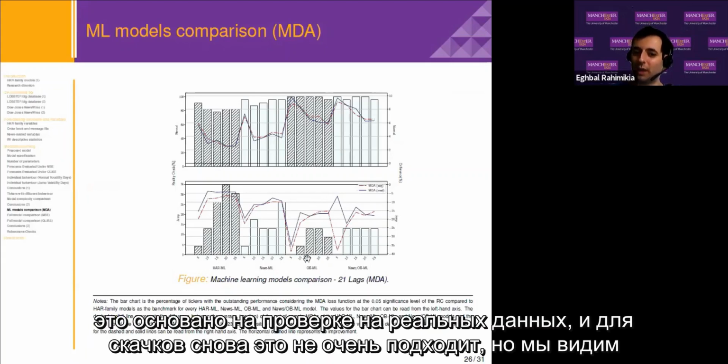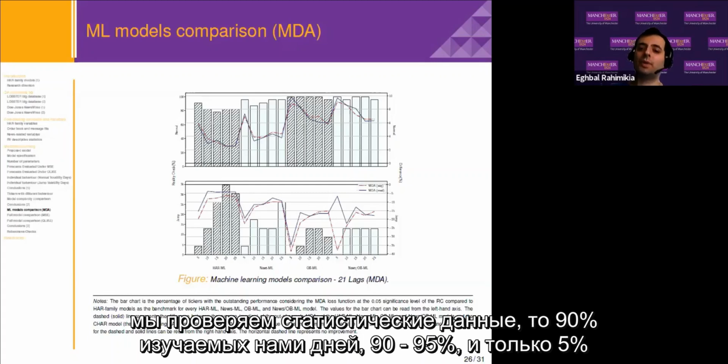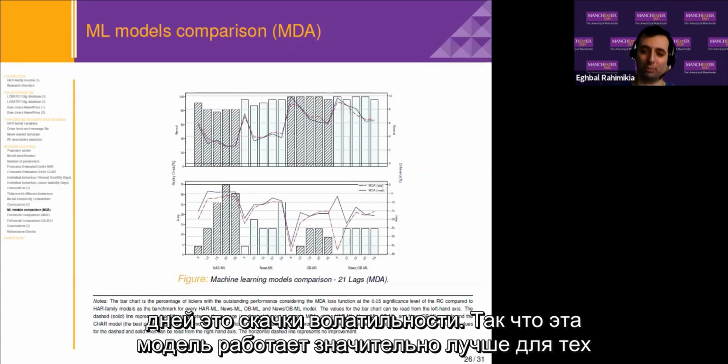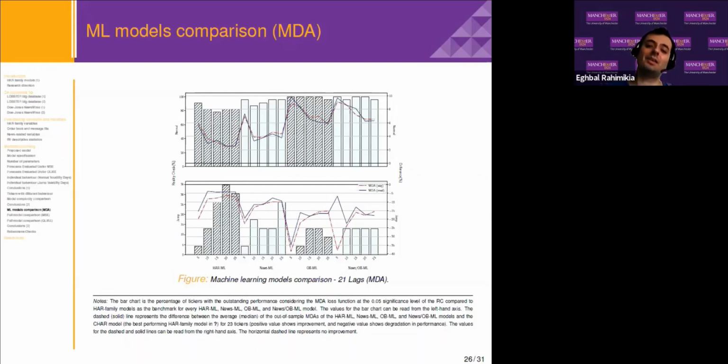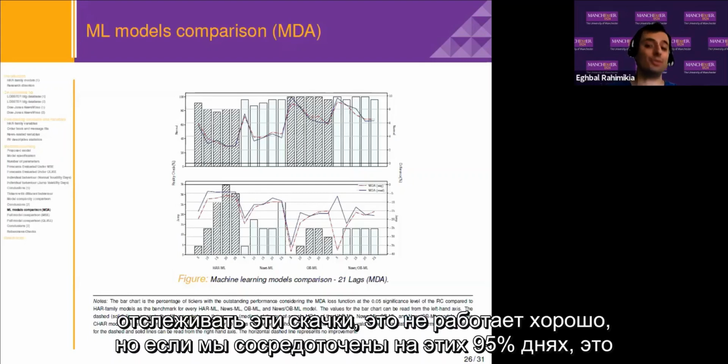And for the jumps, again, it's not very good. But we can see for normal days, it's brilliant. The model is so good for normal days. And I should tell you, if we check the statistics, 90 to 95% of our days are normal days, and just 5% of days are volatility jumps. So this model works significantly better for that 95% of days. But for that 5%, if our focus in industry or academia is detecting those jumps, it doesn't work well.